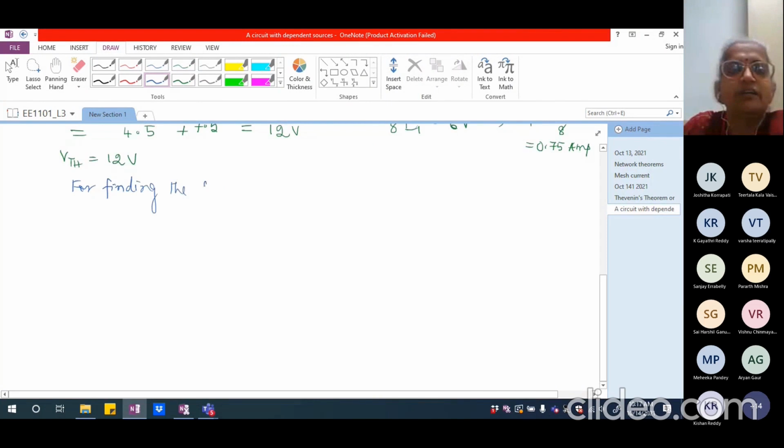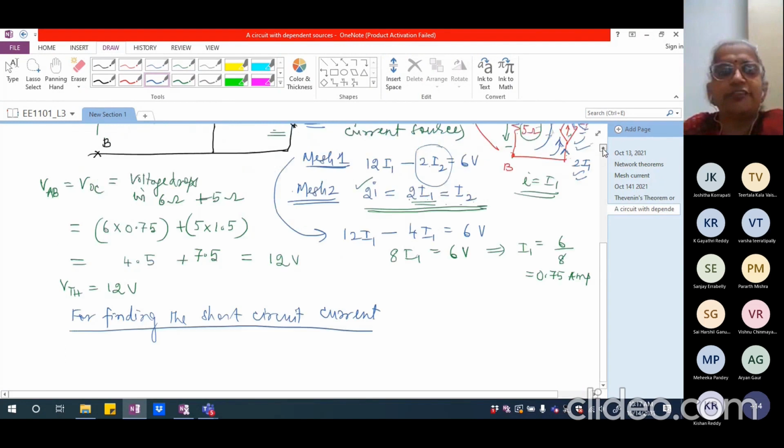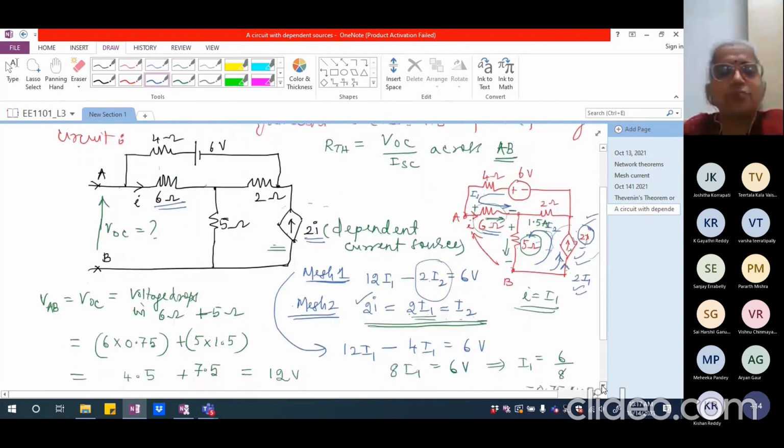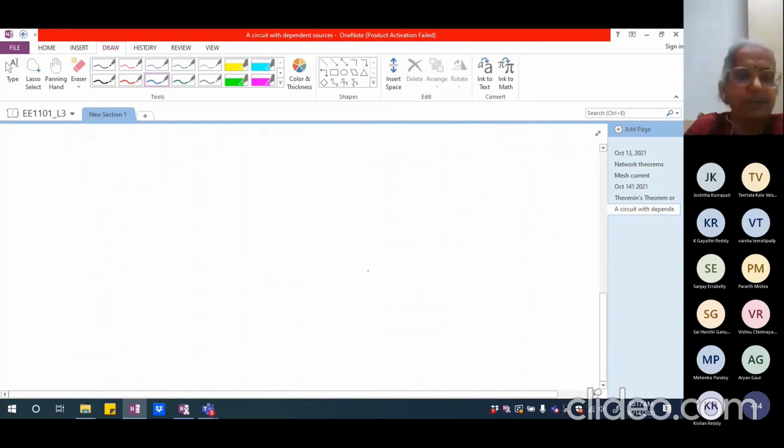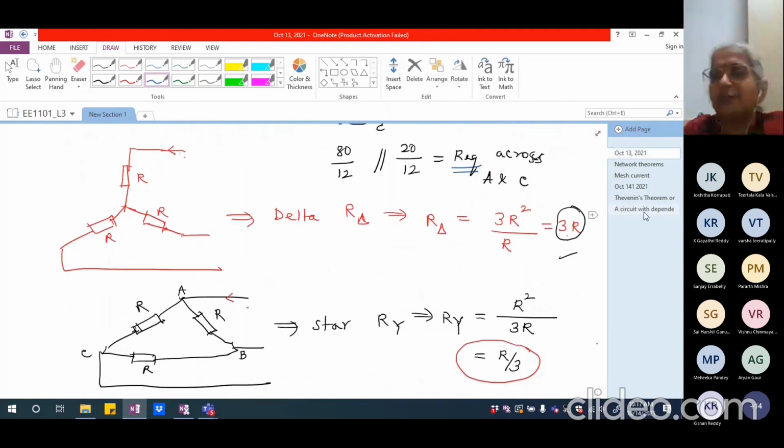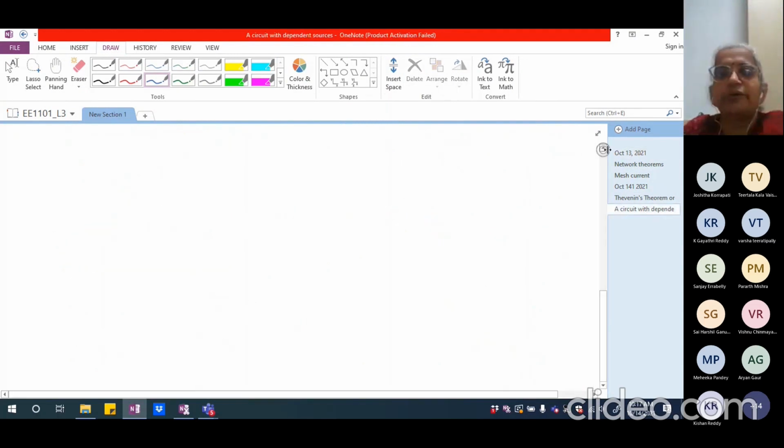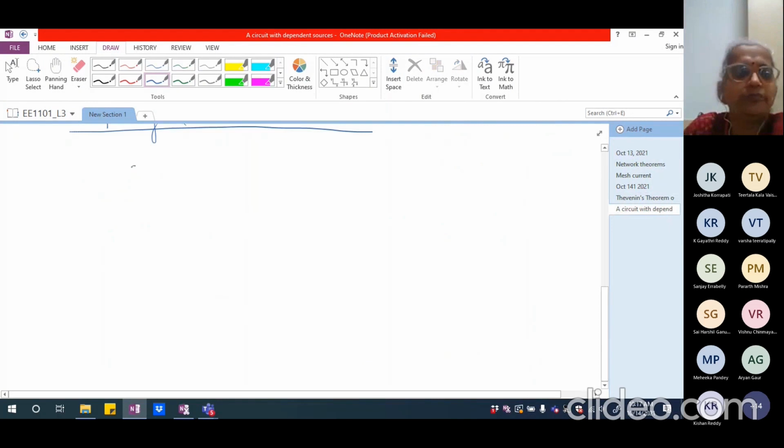Now for finding the short circuit current, I'm going to draw the circuit and leave it at that because I think we won't have time. So let me draw the circuit corresponding to this. I'm going to have 4 ohm, 6 volts. Then I'm going to have the 2I here underneath.